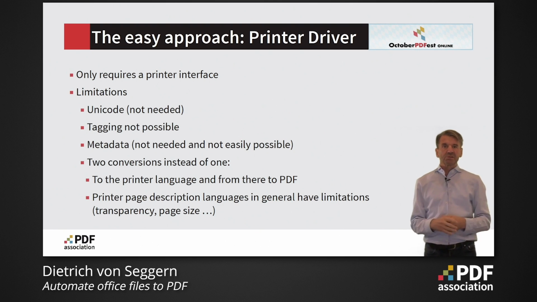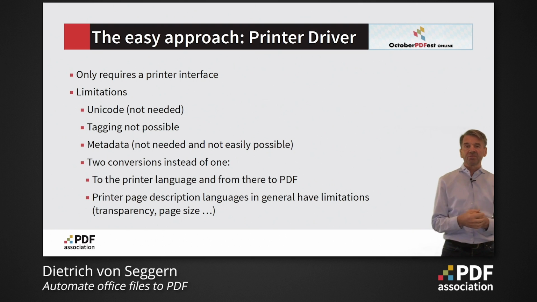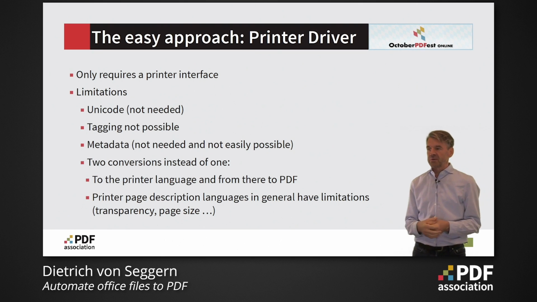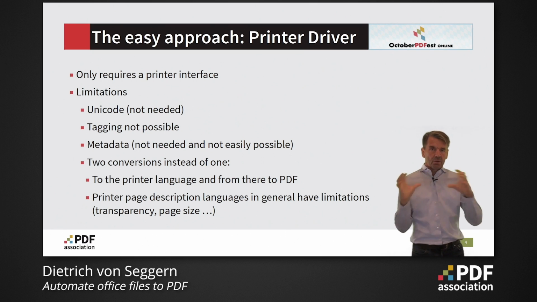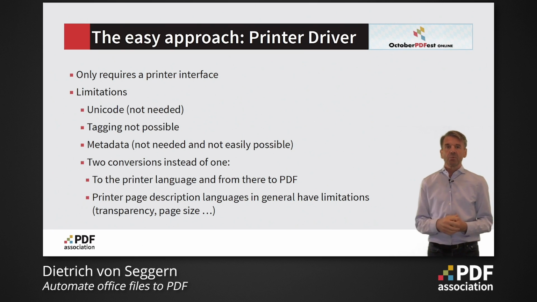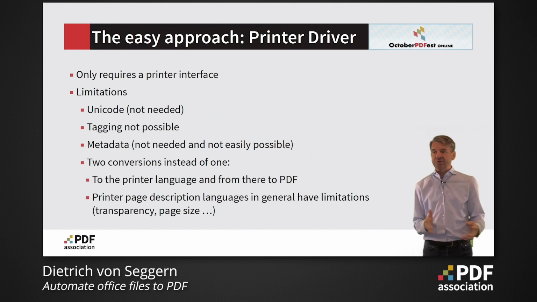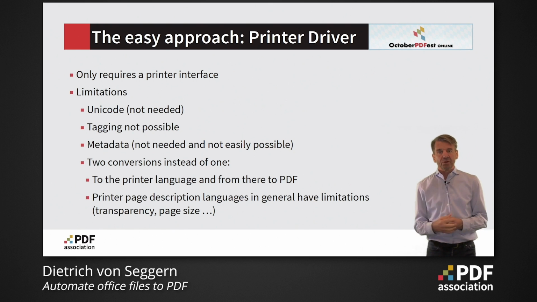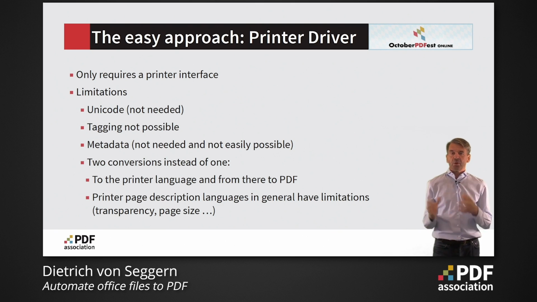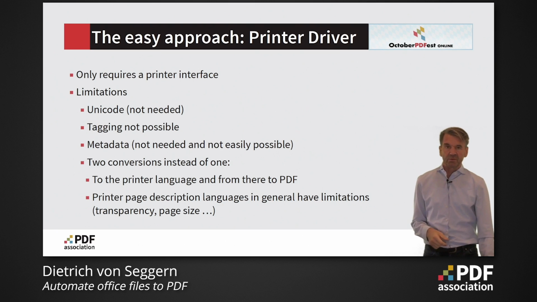Tagging, the invisible structure in an Office file, isn't exported to the printer. The metadata is gone. And then you have two conversions. You first convert into the operating system printer language, and then from there to PDF. And with every conversion, you might experience limitations of the destination format. For instance, some printer languages don't allow for transparency or big page sizes. So you would limit yourself when you always go through a printer driver. So this is not a good approach.